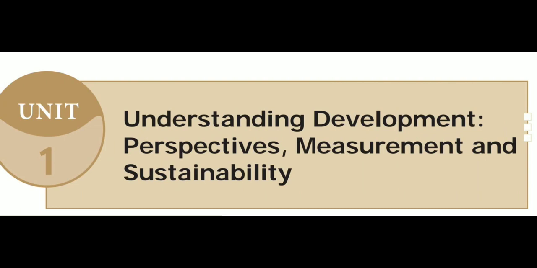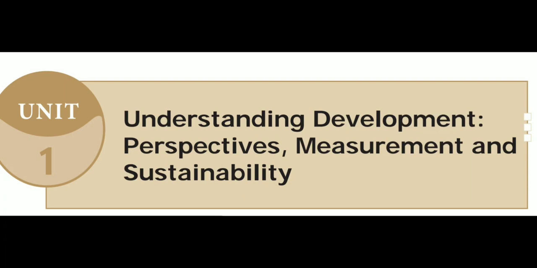Next, different indicators of development we have learned, and also different indicators of economic development. What are the different indicators of economic development? Net national product, per capita income, purchasing power parity and human development index. About that also we have learned in detail already. Next, sustainability of development, that also we have learned earlier, isn't it?